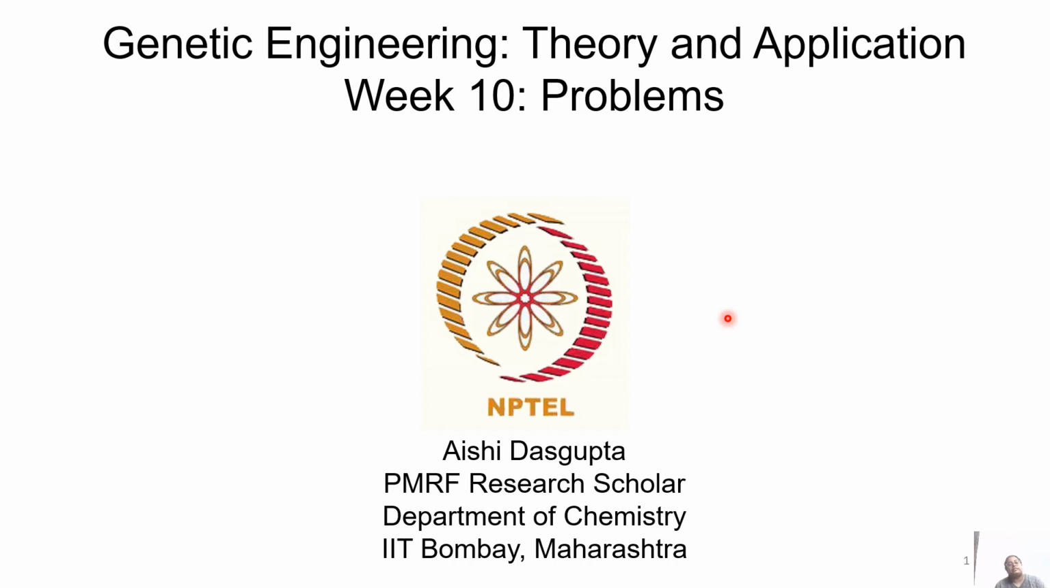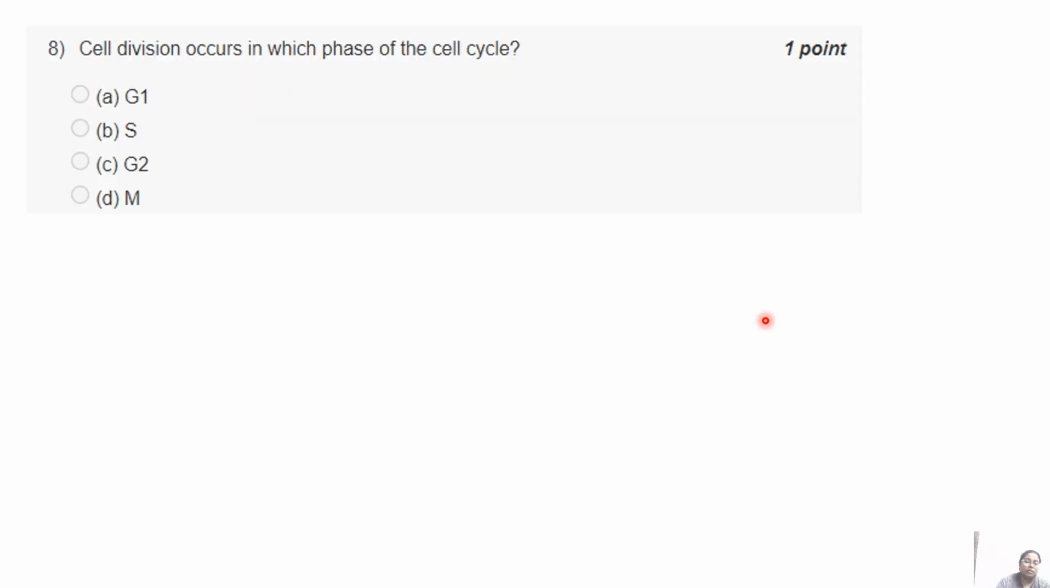So having said that, we'll start today's session with the first question for today. Cell division occurs in which phase of the cell cycle? G1, S, G2 or M? I'll wait for a few minutes. Can anyone try? M. Option D.